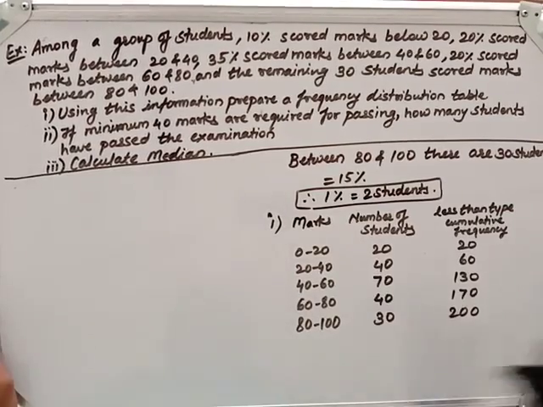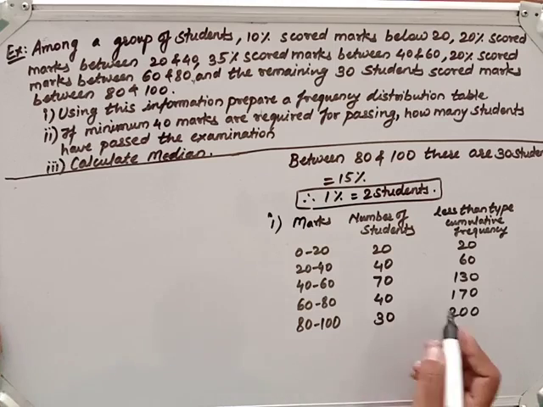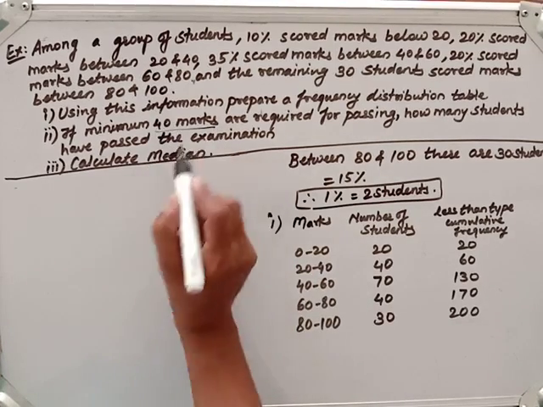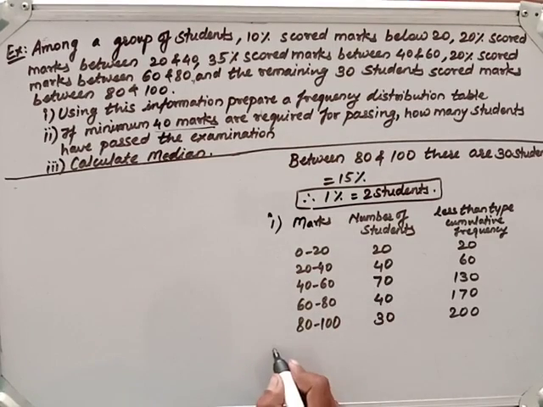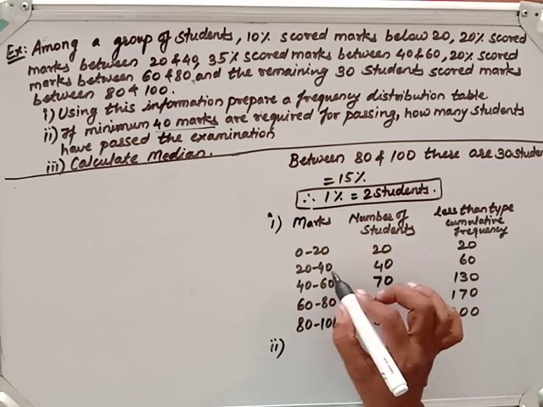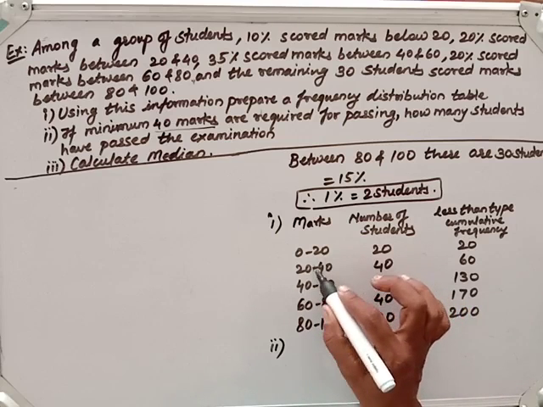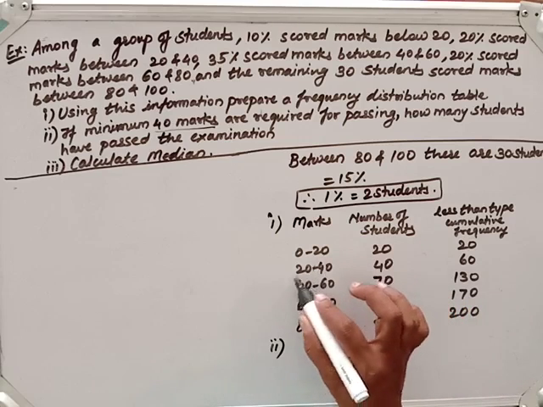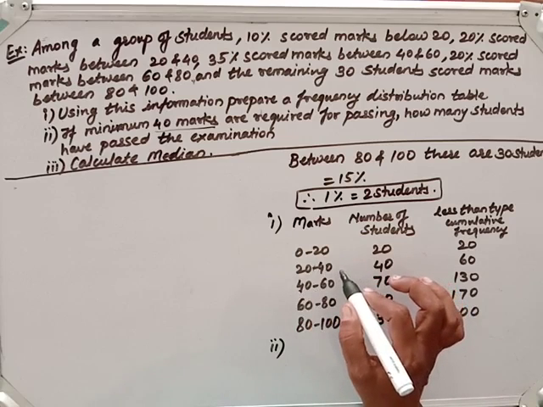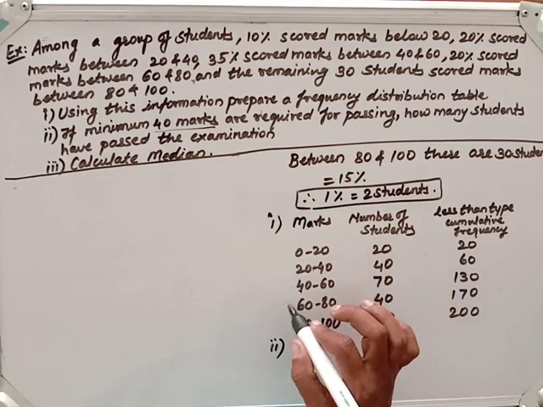Now what is our aim? To check the number of students who pass the exam. The 40 marks are minimum for passing. So how many students passed the exam? That can be determined. Look at here. This 40 is the upper limit here and this 40 is the lower limit. Now you know if the student has 40 marks, he will pass.